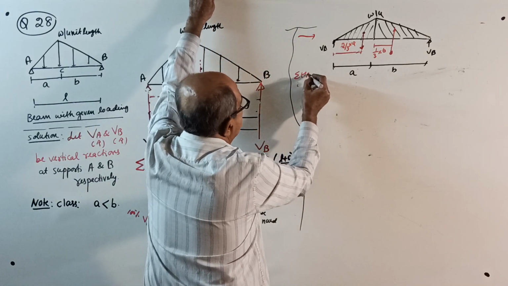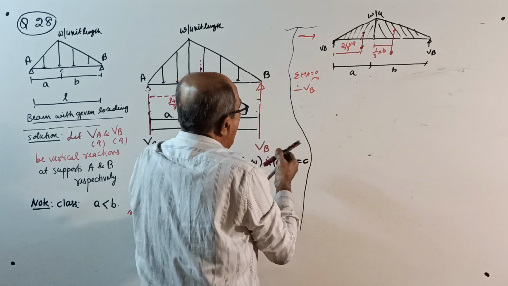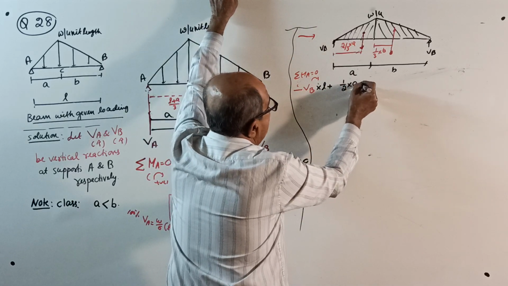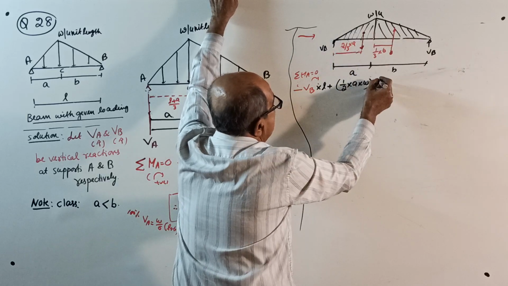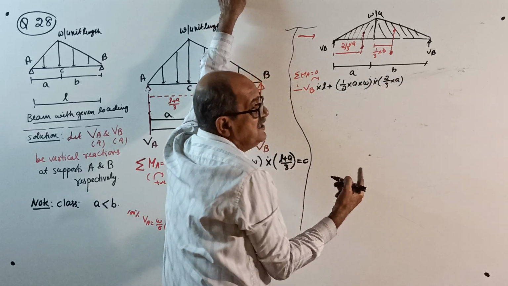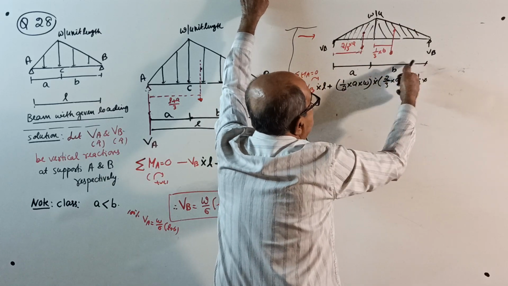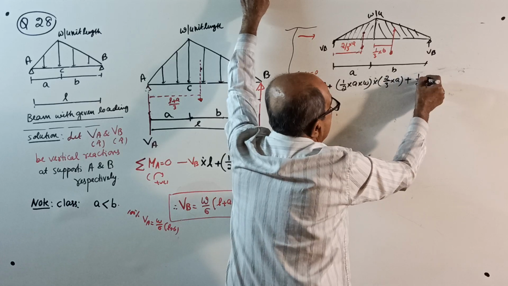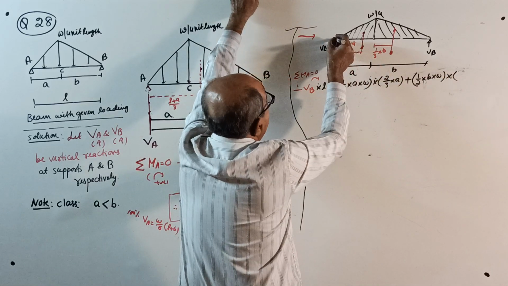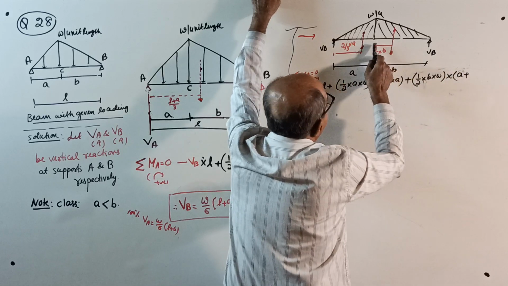Sigma M about A equal to 0. Take clockwise positive. Minus VB into L plus half into A into W, this load, into 2/3 of A, and then plus one more load, half into B into W, into its moment arm about A: full A plus 1/3 of B.